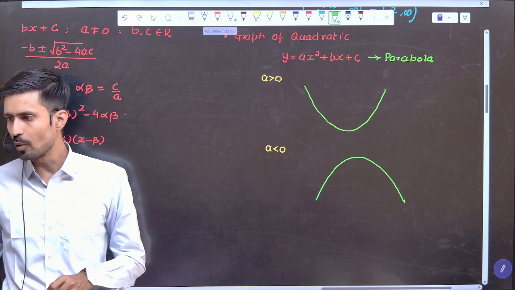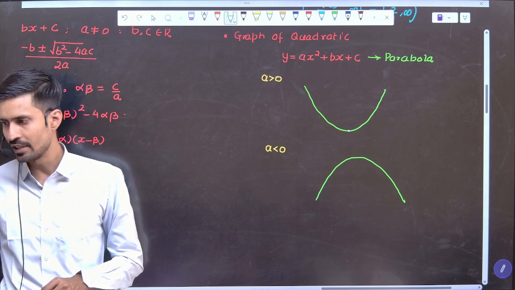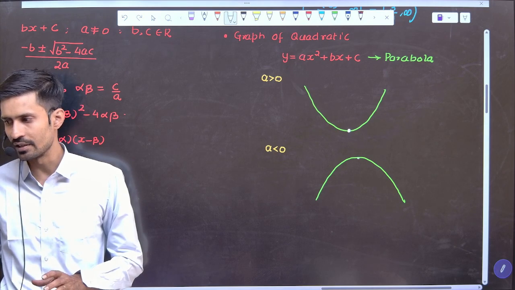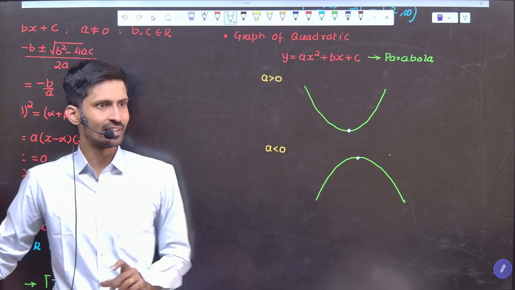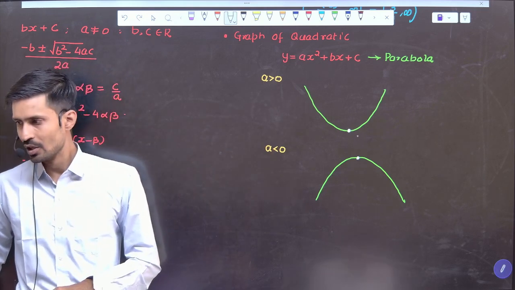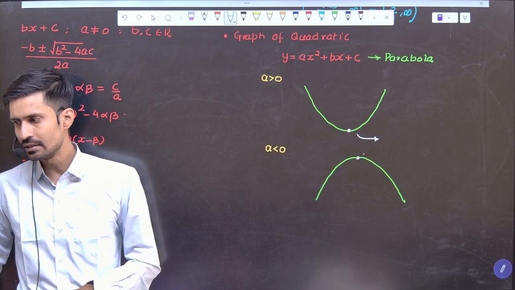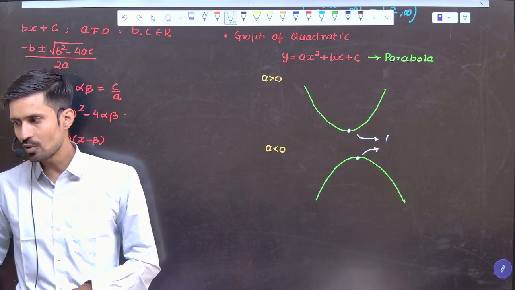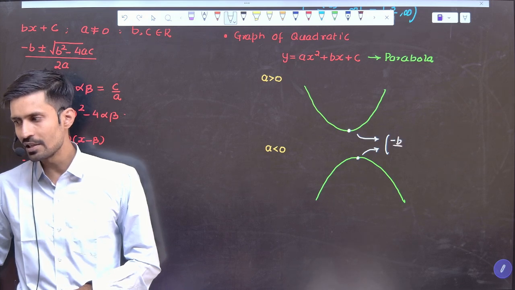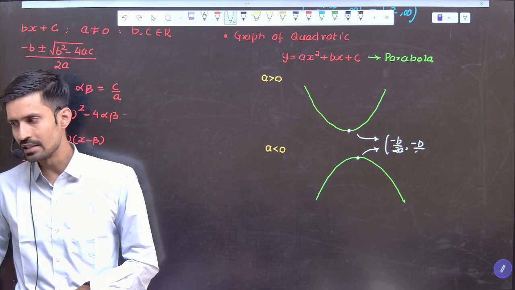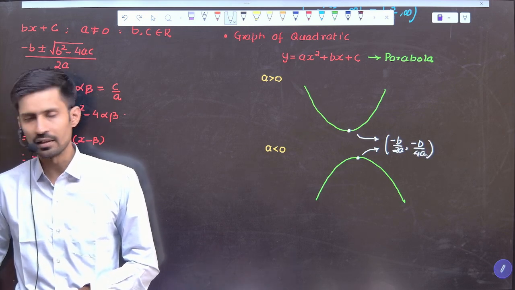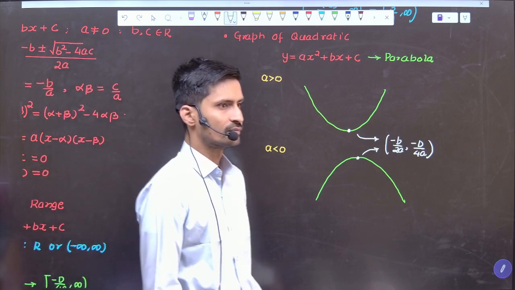First thing, both points are the same. Whatever I write here is the same for here. The formula for both is the same, but the value it generates will be different when I give you a quadratic. So for both points, the x coordinate will be minus b by 2a and the y coordinate will be minus D by 4a. Write it down.